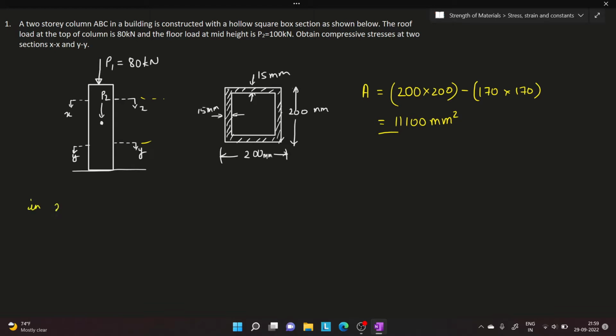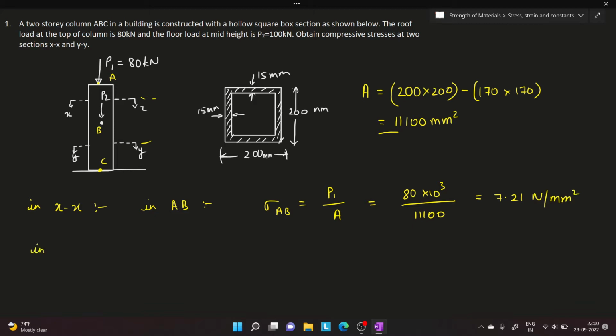In XX, the only load acting will be P1. Let me name this point A, this point B, and this point C. In the portion AB, the compressive stress sigma AB is the load P1 divided by the area A. P1 is 80 into 10 to the power of 3 divided by 11100, which is 7.21 Newton per mm square.